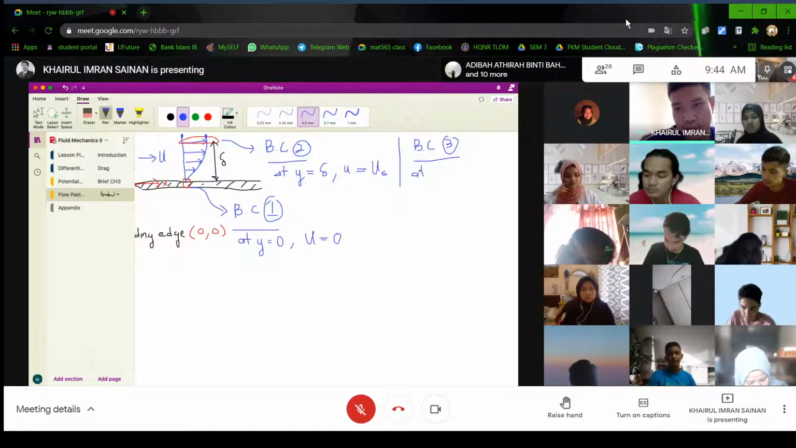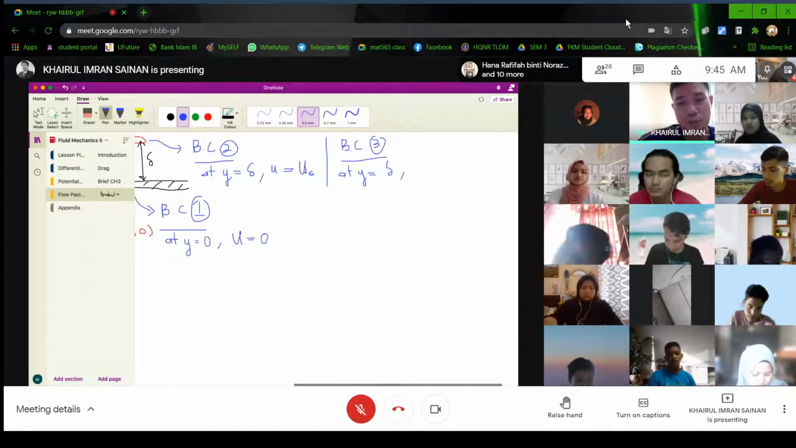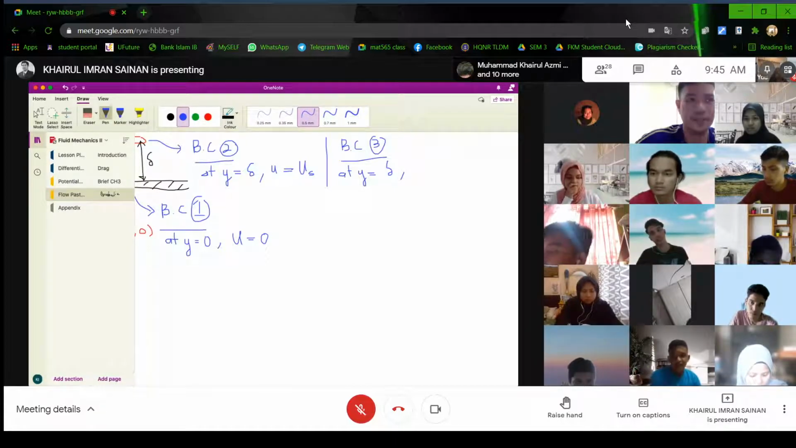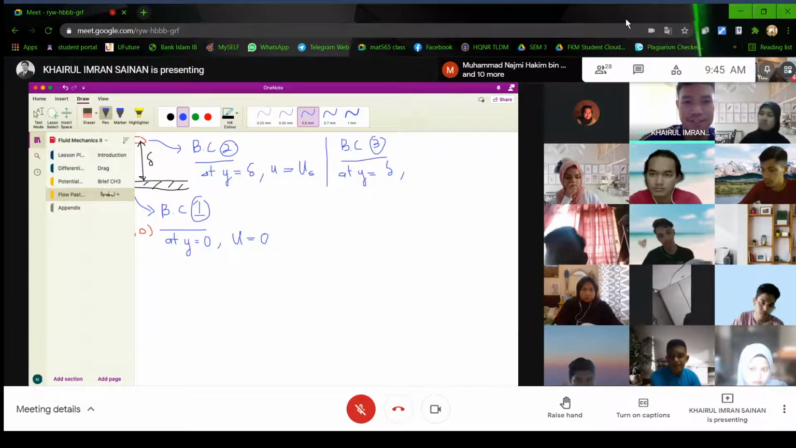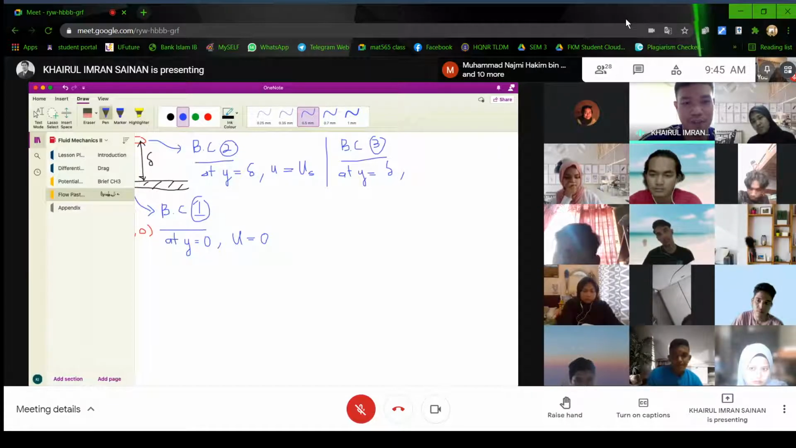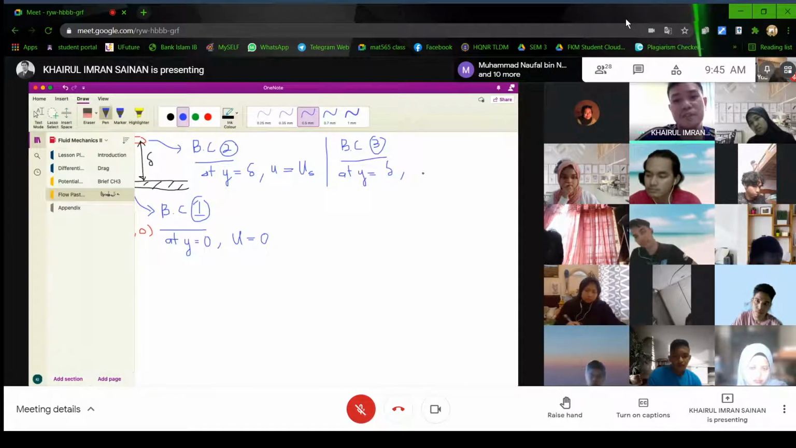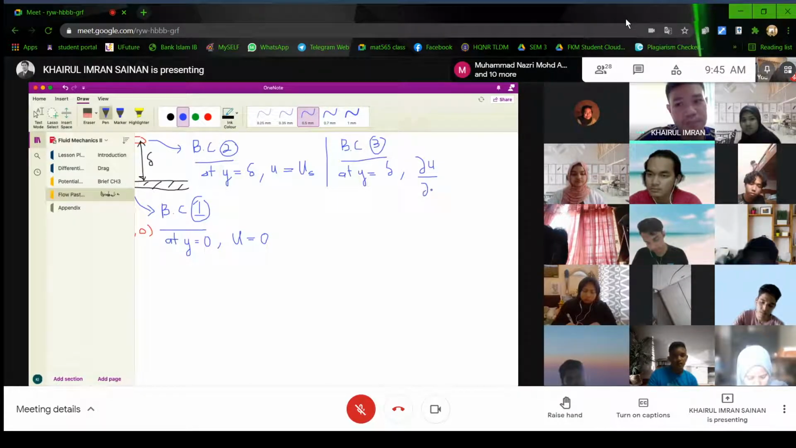At y equals delta, what can replace u maximum? No. The change of something towards something does not change. Okay, du dy equal to 0. Very good. So du over dy equals 0. It means the same.